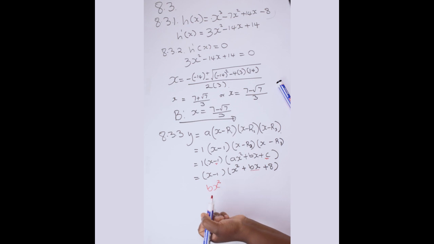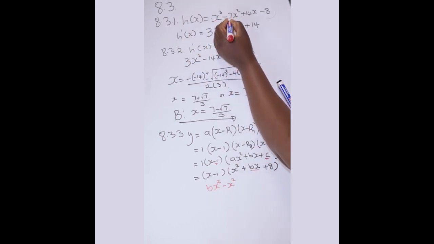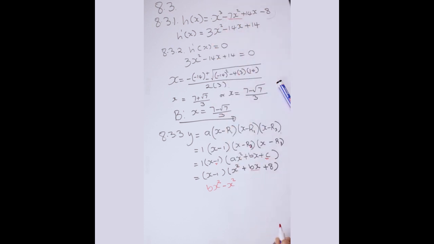Okay, and if I say negative 1 multiplied by bx, I will have just bx. But if I say negative 1 times x squared, I'll have a negative x squared. Can you see that? Now you go back to your h of x, that will relate with a negative 7x squared. So it means that bx squared plus x squared must be equal to 7x squared. That's how we go to the solution.